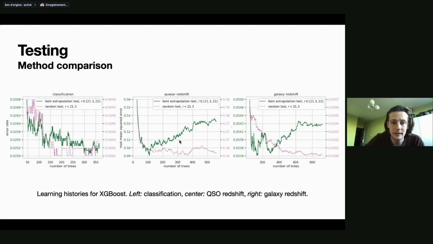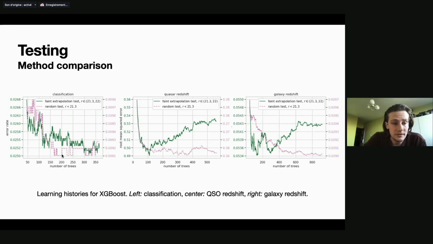This is a very important comparison. These are the training histories of the XGBoost model. On the left, you have the classification for the class of quasar versus star versus galaxy. Then this is the redshift for quasars, and on the right-hand side is the redshift for galaxies. Now what we can see is that with classification, the random test, you can also pay attention that the two lines have different values. The errors on the random set are always very much lower than on the faint extrapolation test.